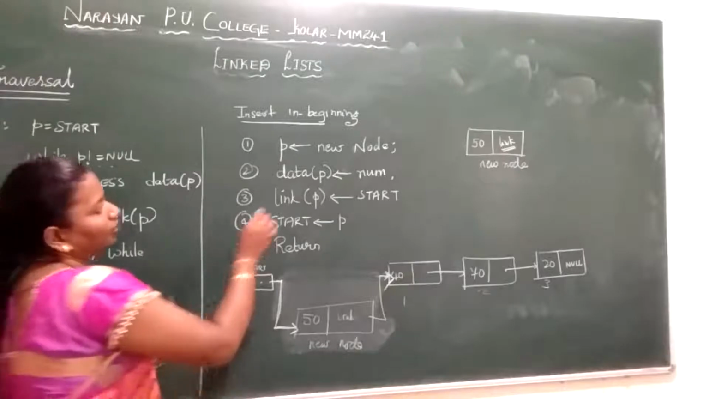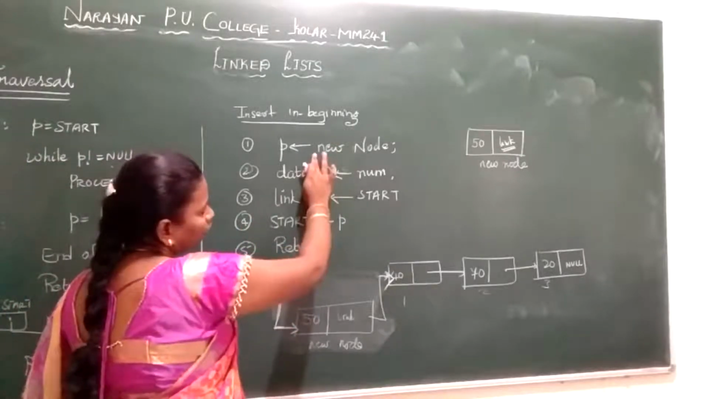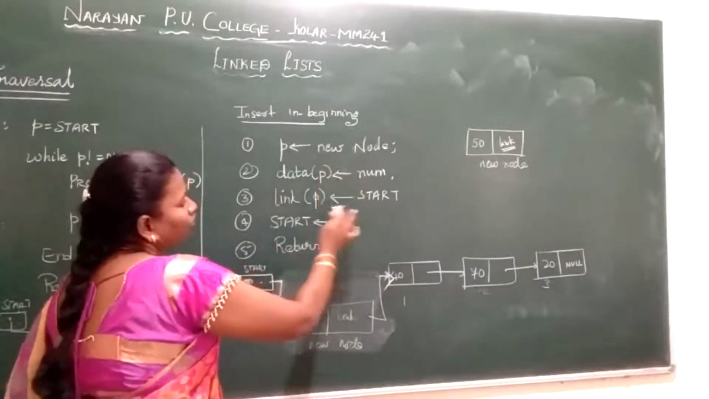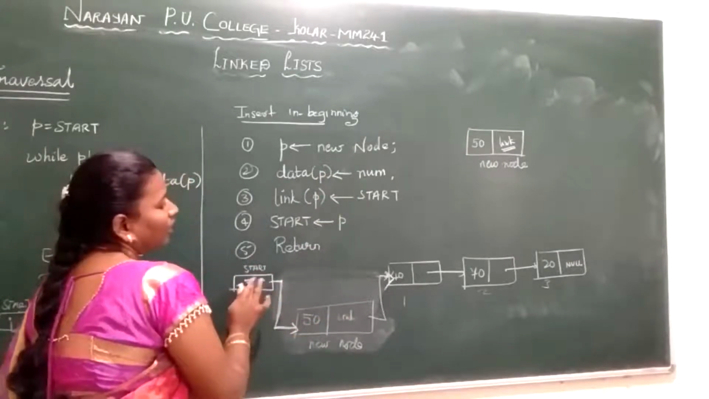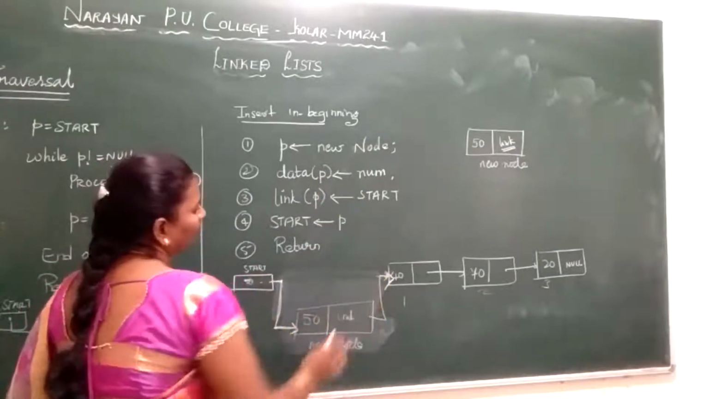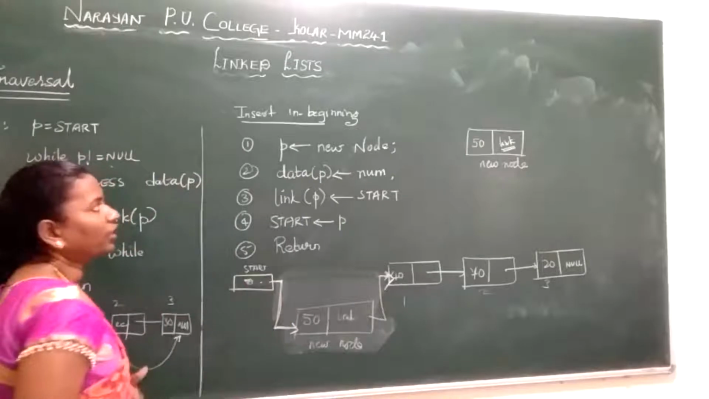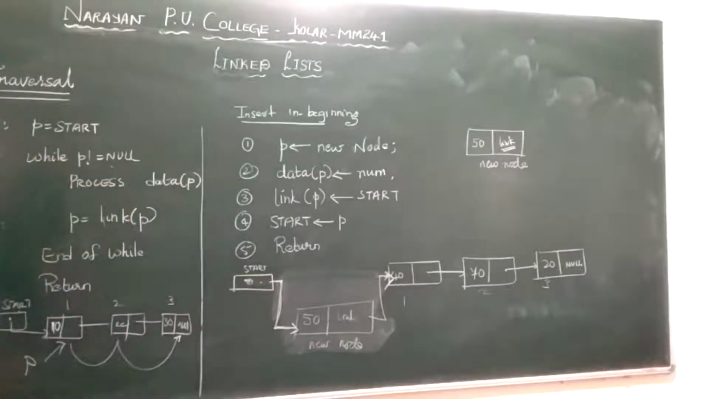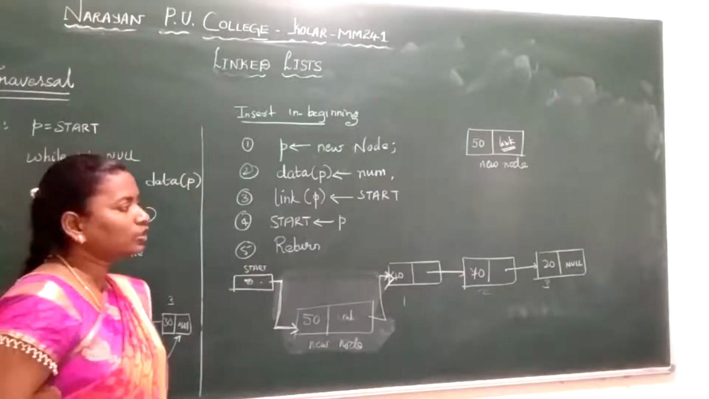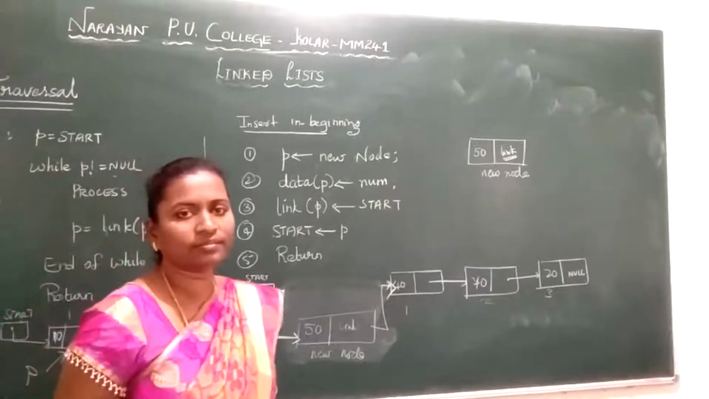So inserting at the beginning, first I create a new node. I fill in the data. Then I give the link field to start. Next, this field I give to the next node. That is how you insert the new node at the given position. Next we will see deletion.